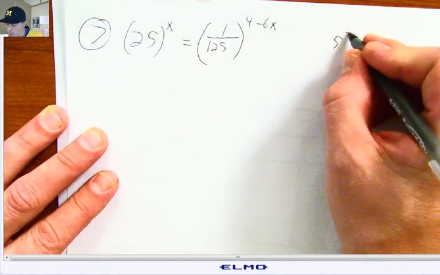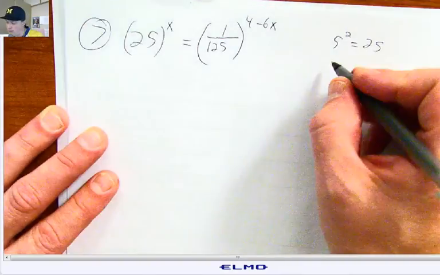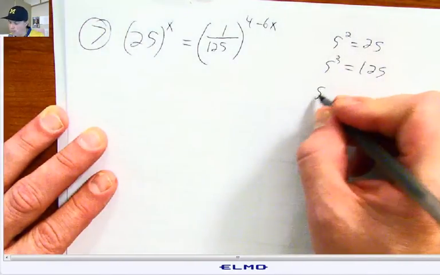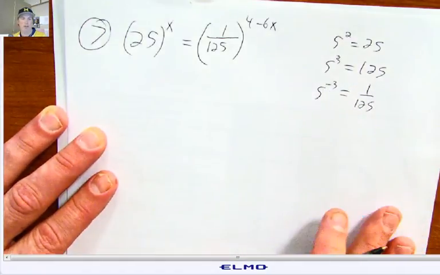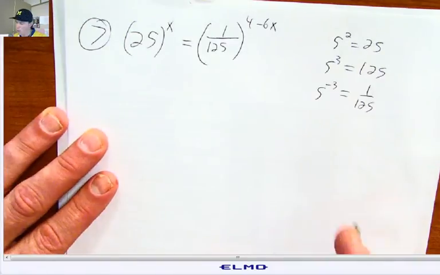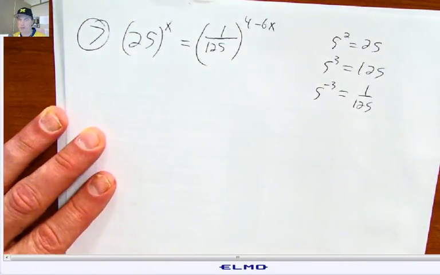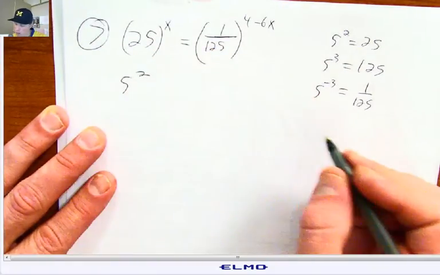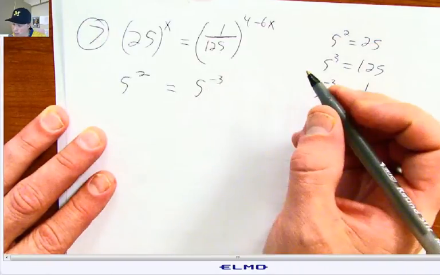I know that 5 squared equals 25. I know that 5 cubed equals 125, which means 5 to the -3 equals 1 over 125. So I'm going to use a base of 5 because 25 and 125, that's what they have in common, a base of 5. So 25 becomes 5 squared. 1 over 125 becomes 5 to the -3.